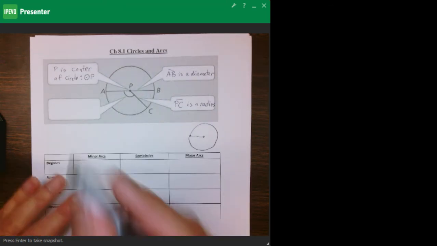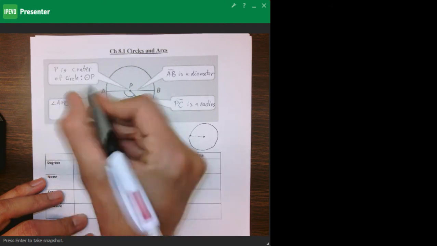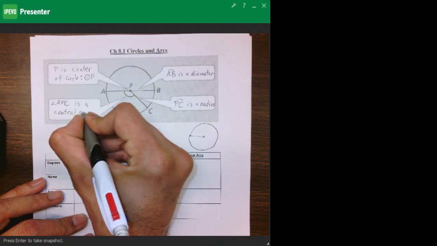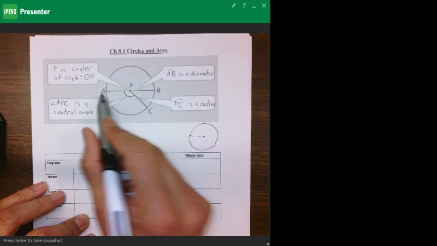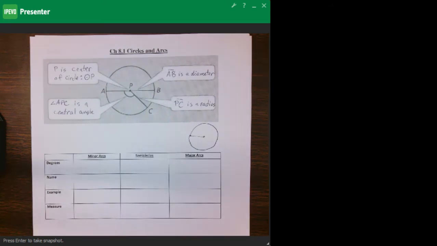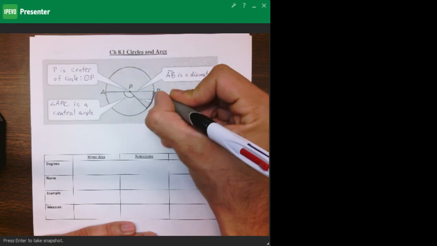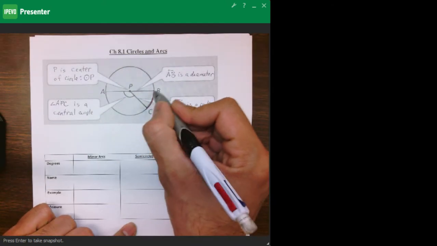And next, let's talk about angle APC. Angle APC is a central angle, right? Where the vertex of the angle is the center. And then we use points on the circle to make up the ends of the angle. So let's go into this chart right here, because we're going to start talking about arcs. And arcs are basically sections of the circumference of the circle. So for example, this piece right here of the circle would be called an arc. Okay?